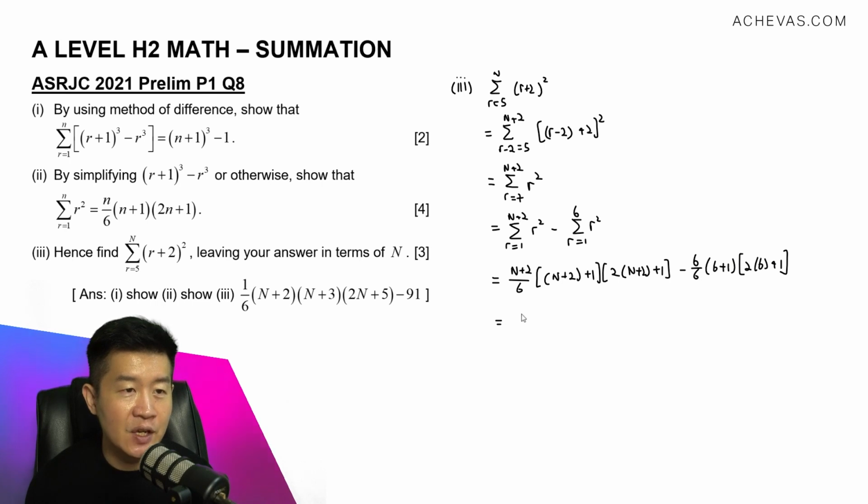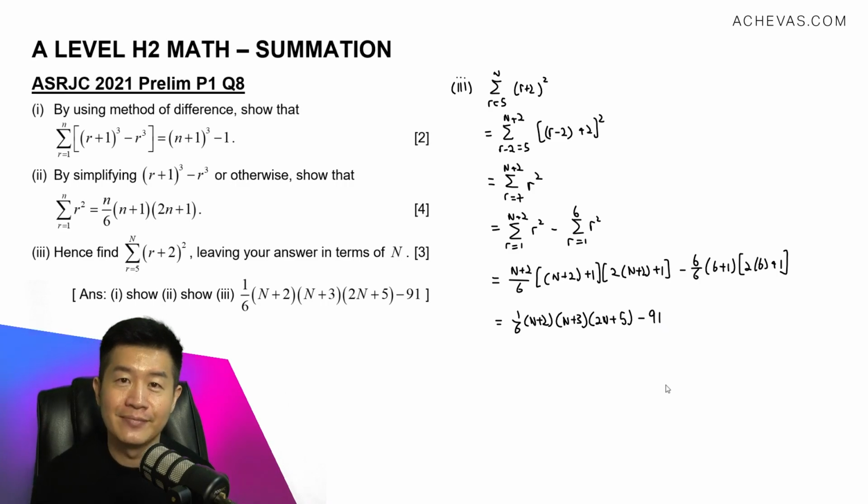So this is equal to 1 over 6 of n plus 2. Then this is going to be equal to n plus 3. This we will have a 2n plus 5. Then minus away this, it is going to be equal to 91.